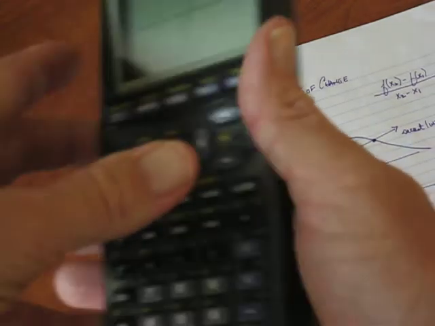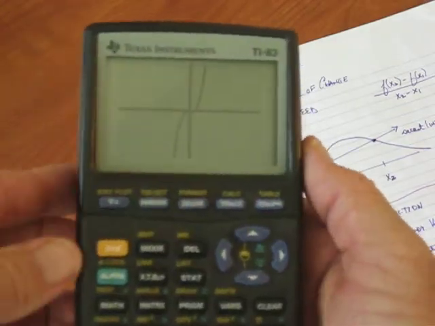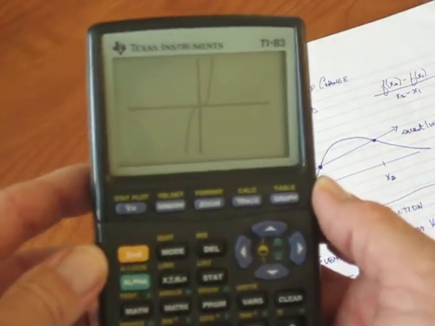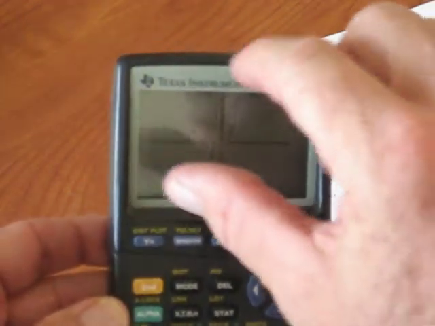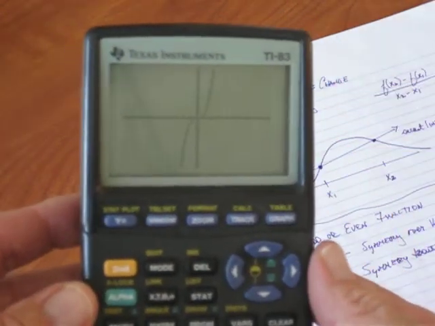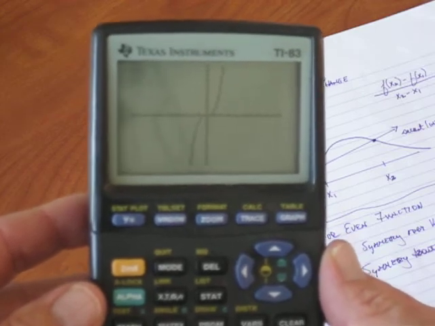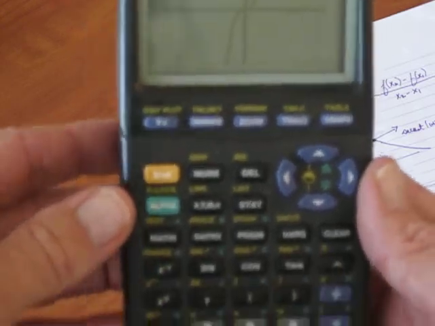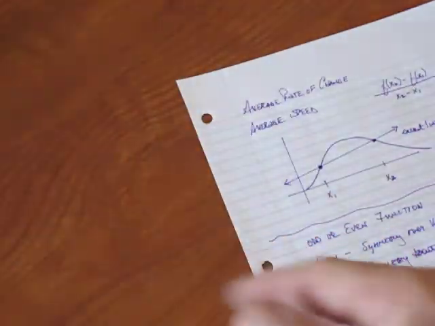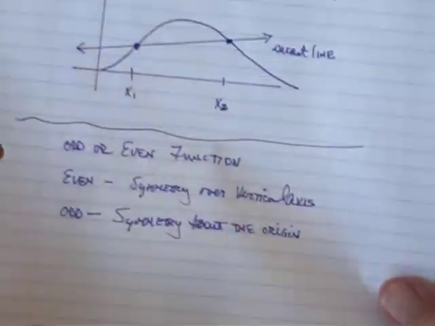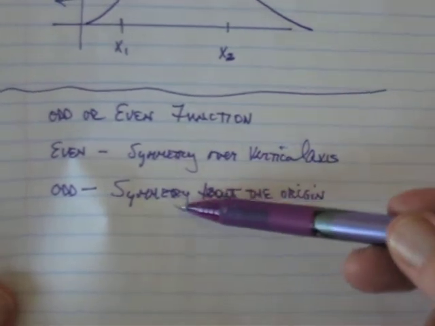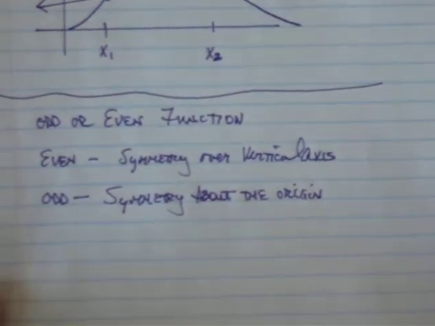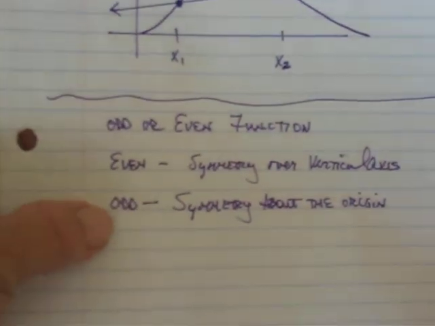So functions where you see the picture, and it can be rotated and within one revolution it gets back to where it looked like it started, that's an odd function. Okay? So you have two bits of symmetry: symmetry about the vertical axis, and symmetry about the origin. Even and odd.